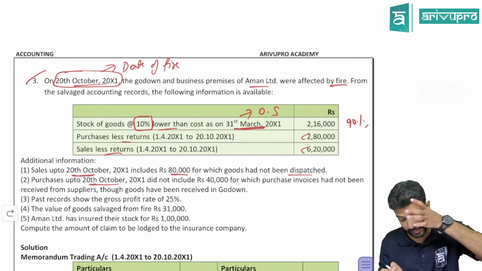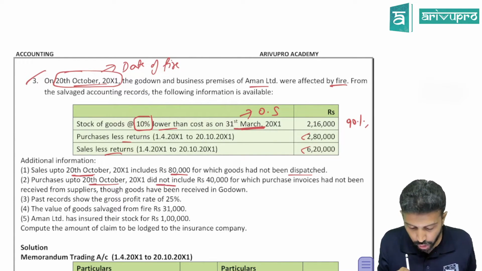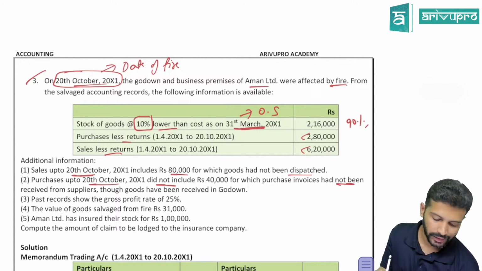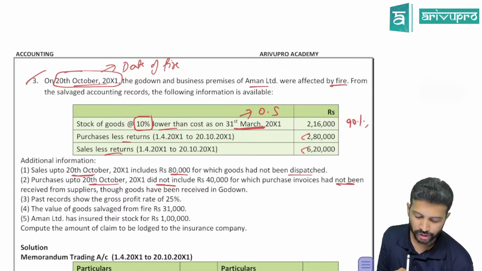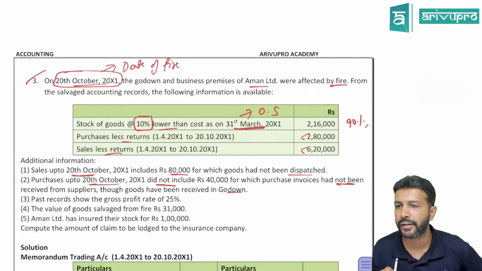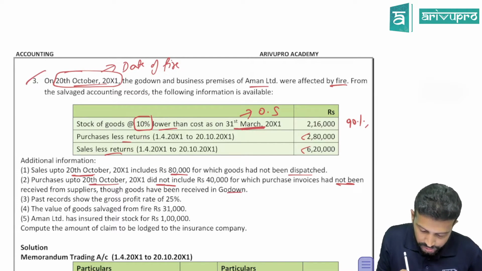Purchases up to 20th October 20x1 did not include 40,000 for which purchase invoice had not been received from the suppliers. The goods have been, however, received in the godown. So by reading it, there is some adjustment in purchases. GP rate is how much?